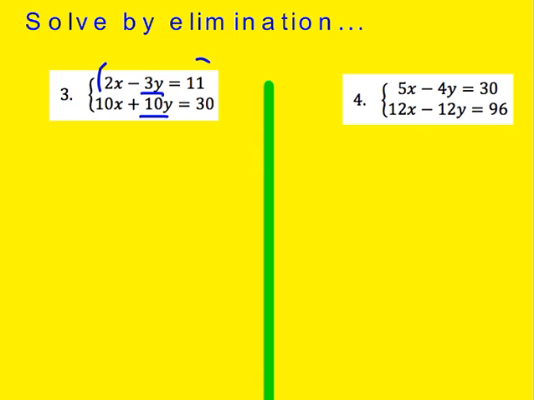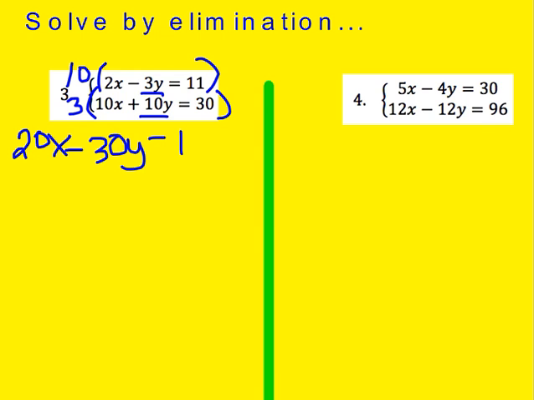So I'm going to go ahead and multiply this guy by 10, and I'm going to multiply this guy by 3. And I'm going to go ahead and distribute that in. So here I'm going to end up with 20x minus 30y is equal to 110. Okay, then on the bottom I'm going to have 30x plus 30y is equal to 90.